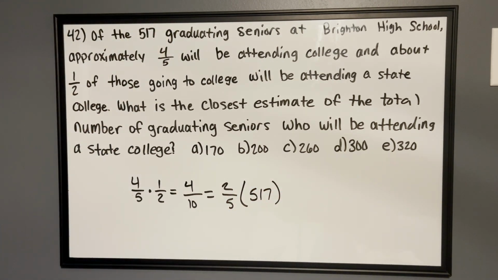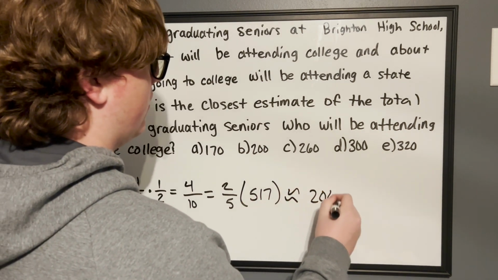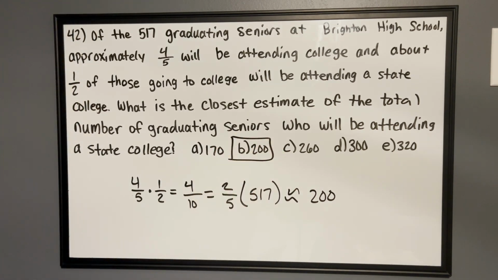And when we do that, we'll get a number that's right around 200. So our answer is going to be B, 200, because it is the best estimate of the number of graduating seniors attending a state college. So that's it for 42. Let's move on to 43.